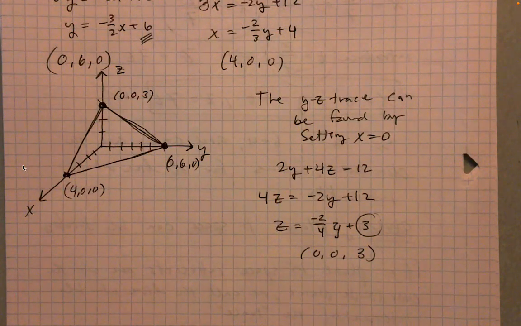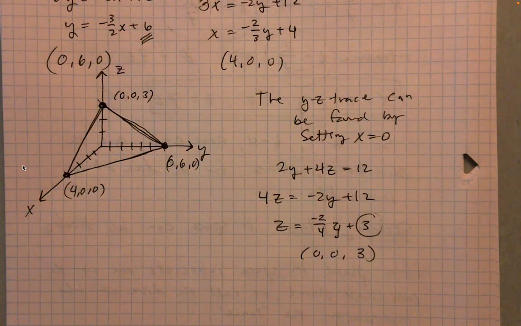And so I think this is the best way to do it, to just kind of identify the three coordinate axis intercepts, and just draw the traces that intersect those three. Okay. So this is kind of the normal case.